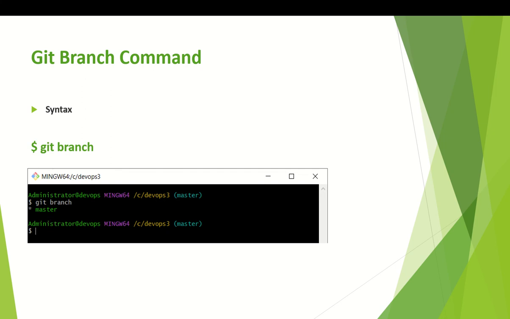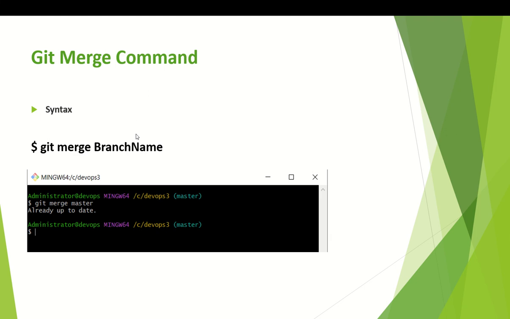So next is the git merge command. This command is used to merge the specified branch's history into the current branch. The syntax is git merge and the branch name. If you see here, we already merged it, so it says already up to date. If you have anything not merged, then it will say merge successful, something like that.